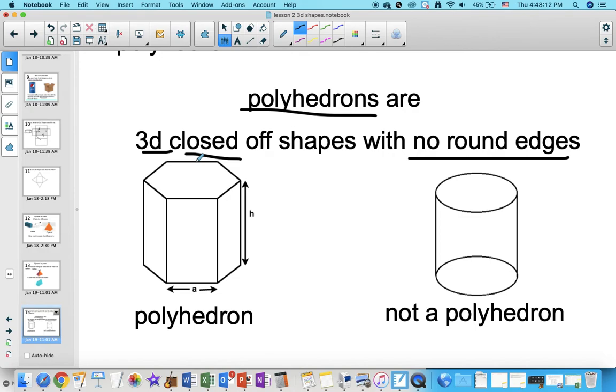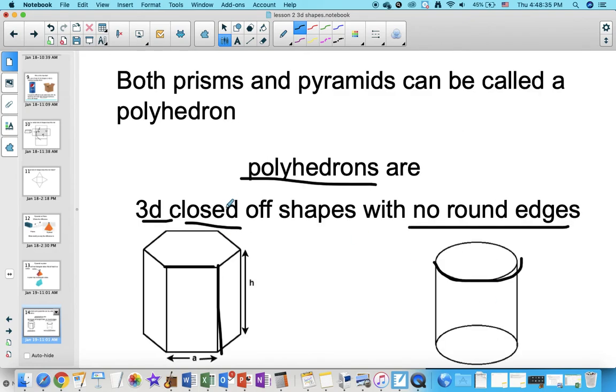This is a hexagonal prism, because it's a hexagon and the rectangular side, so hexagonal prism. And it's a polyhedron because it doesn't have round edges, it has these straight lines. While a cylinder is not a polyhedron because it has these round edges. So it's not a polyhedron. And that basically covers nets, right?